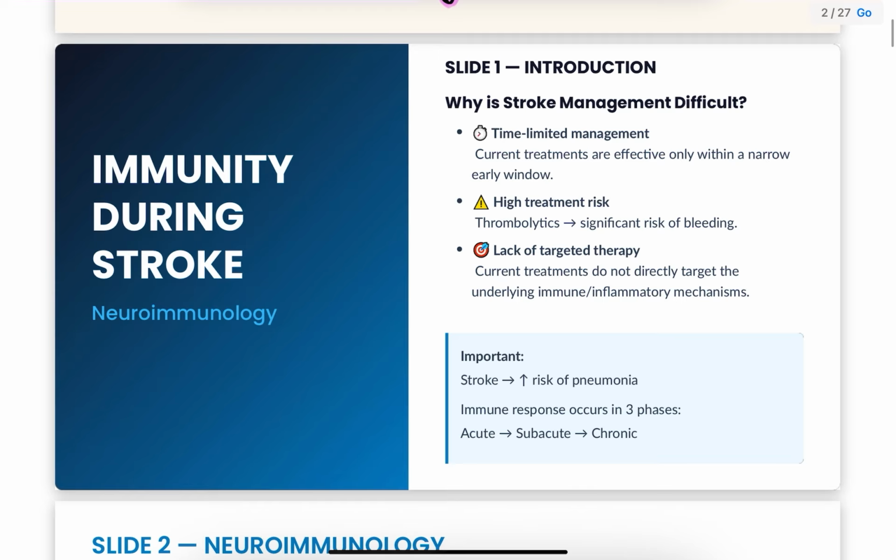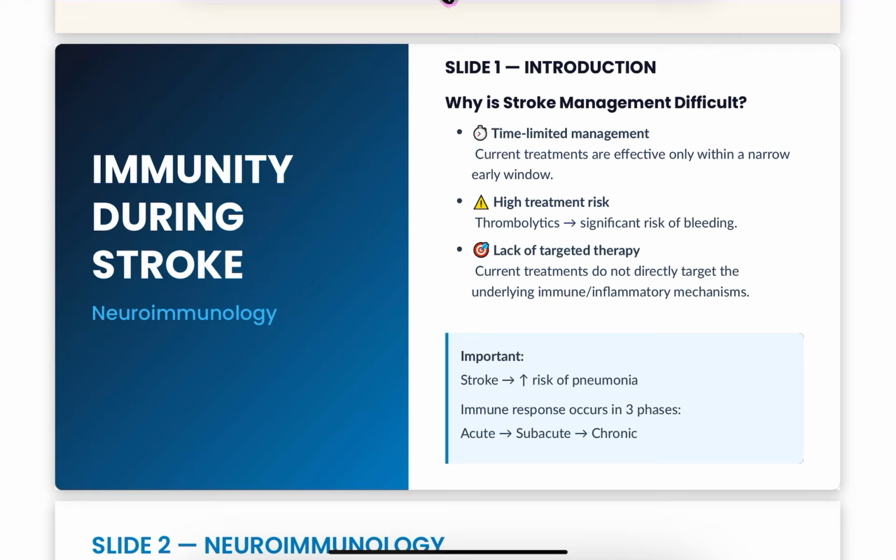And lastly, our current treatments mainly focus on restoring the blood flow or, for example, removing the clot, but they don't actually target the underlying inflammatory or immune process, which means it continues the damage to the brain after the initial ischemic event. So we have a lack of targeted therapy for the specific process that's underlying this.